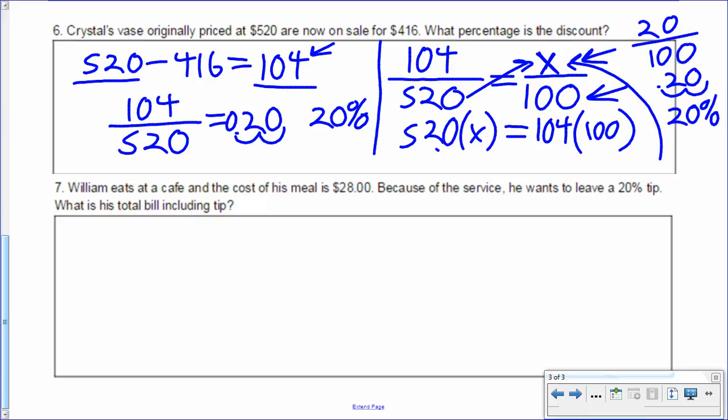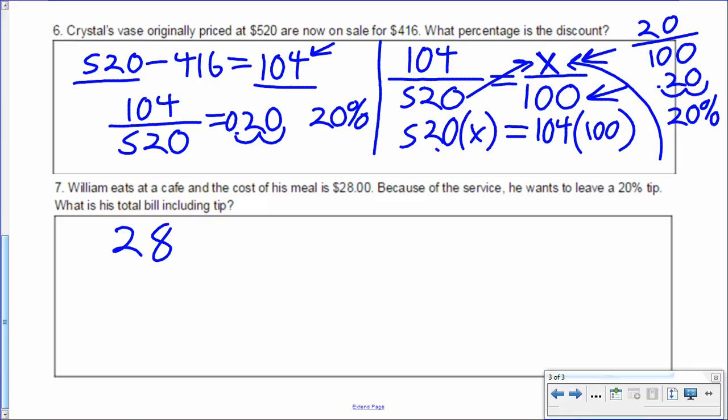So, William, he's out there eating at a cafe, and the cost of his meal is $28. Because of the service, he wants to leave a 20% tip. What is his total bill, including the tip? So we know part of his bill is going to be $28. So we're just going to write 28. I can leave off the zeros.